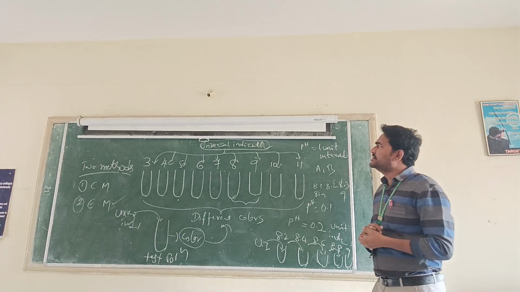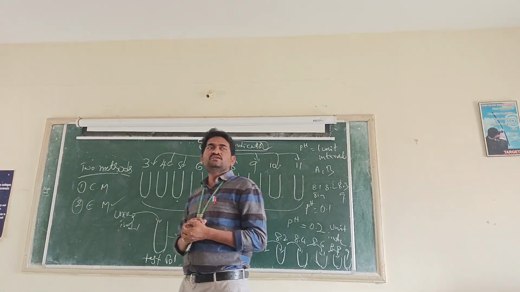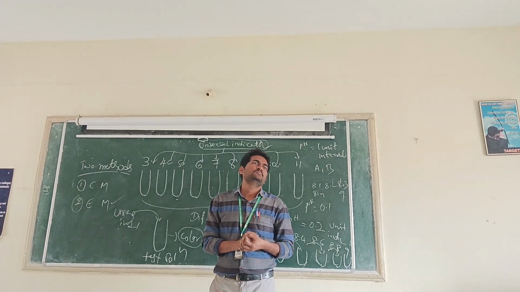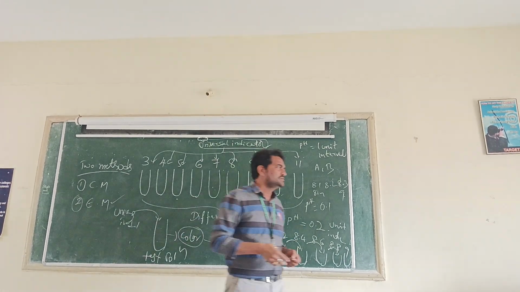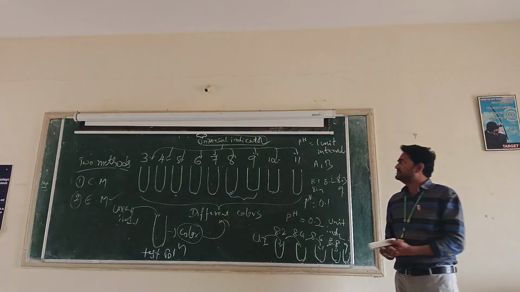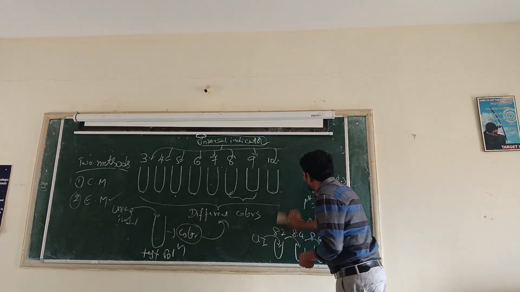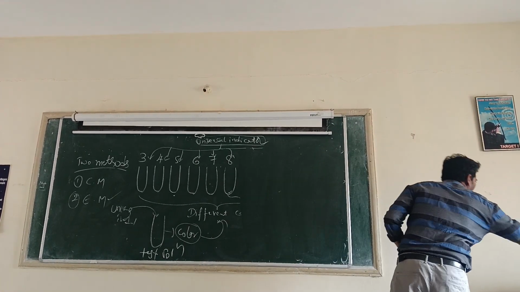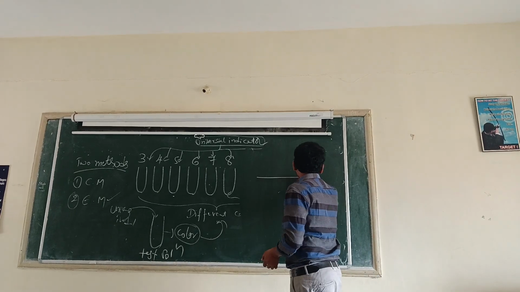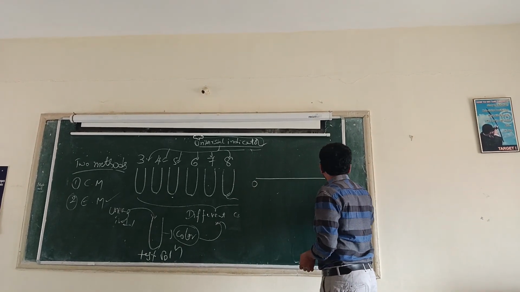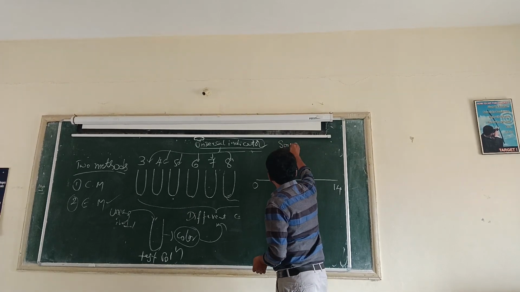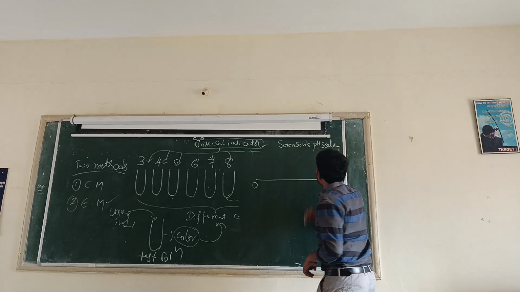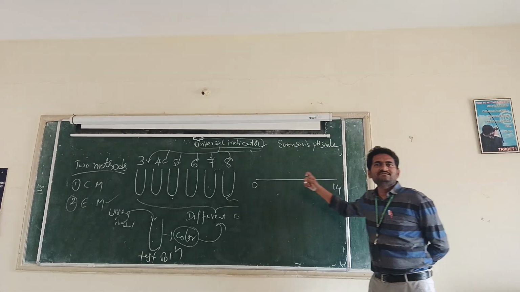Like that, we can determine the pH by two methods, the calorimetric method as well as the electronic or electrometric method. After this we will see the Sorensen's pH scale. In the Sorensen's pH scale, the scale starts from 0 and ends at 40.